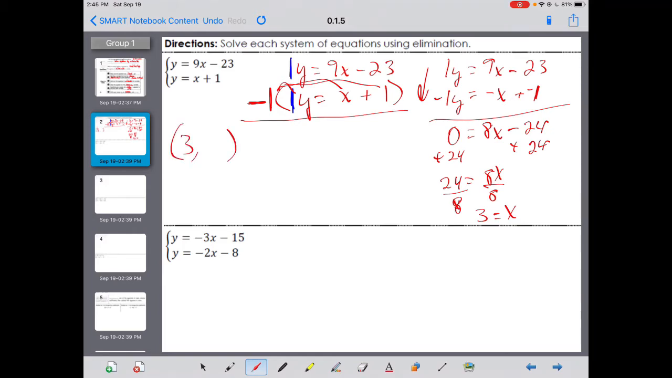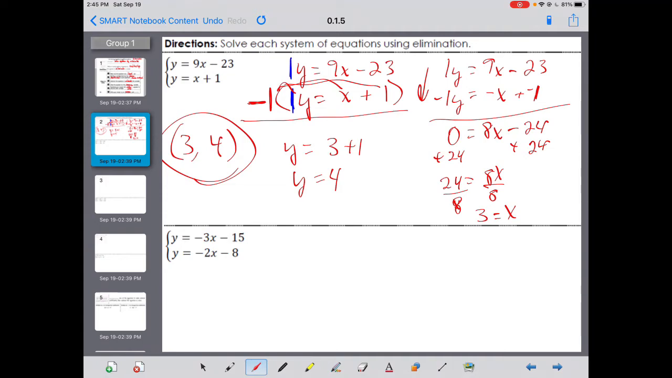And then I plug it into one of them. I would do the second equation because it's got the least amount of moves I'm going to have to do. y equals 3 plus 1. y equals 4. Okay. So that's what we do. We line them up. We subtract them.